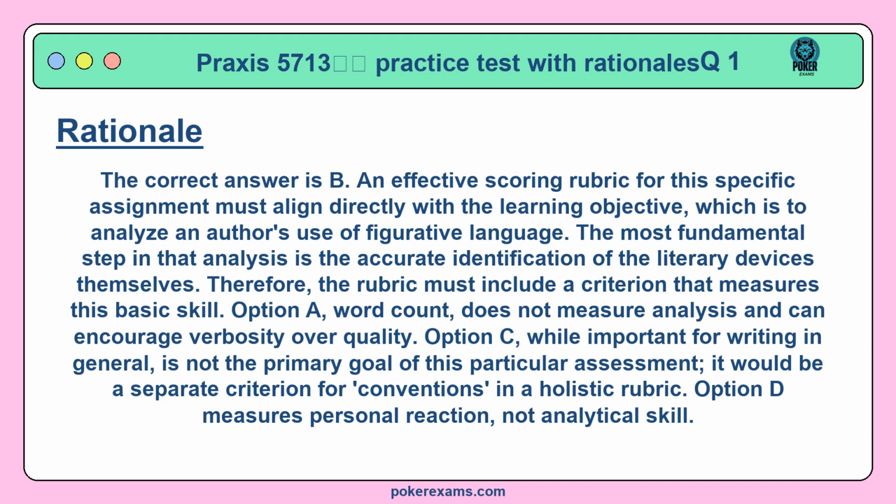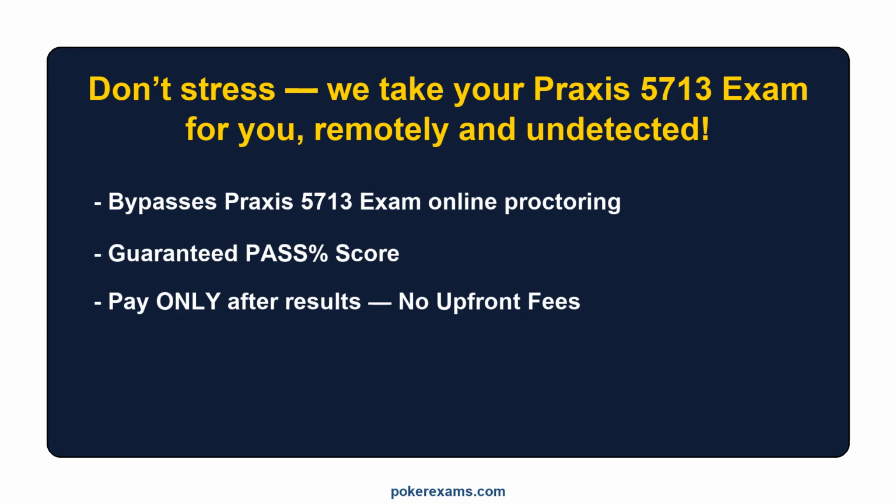Option A, word count, does not measure analysis and can encourage verbosity over quality. Option C, while important for writing in general, is not the primary goal of this particular assessment. It would be a separate criterion for conventions in a holistic rubric. Option D measures personal reaction, not analytical skill. Remember, we can take your Praxis 5713.